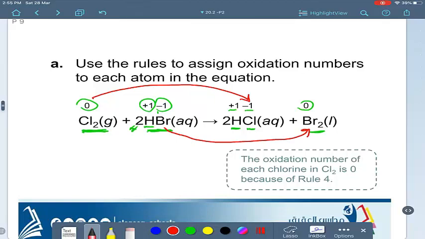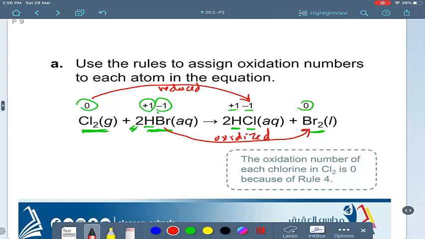Chlorine goes from 0 to negative 1. Does it increase in its oxidation number or decrease? It decreases, so it's reduced. What about bromine here? Negative 1 changes into 0. It increases in its oxidation number. It means oxidized.